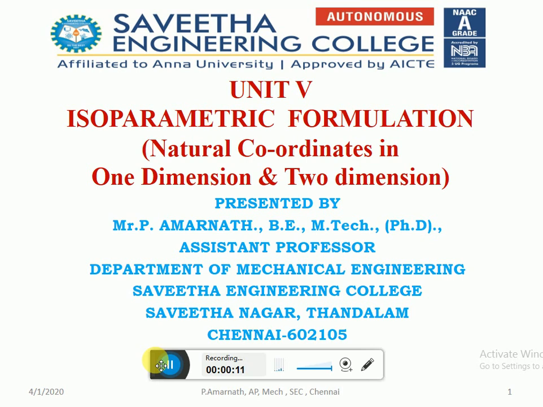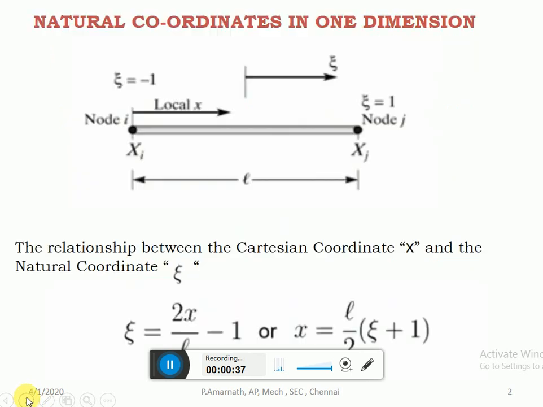Today I am going to discuss Unit 5, the natural coordinate system in 1 dimension and 2 dimensions. In the previous session we discussed what an isoparametric element is, what the different elements available are, and what the natural coordinate system in an isoparametric element is. This class we are going to discuss the natural coordinate system in 1 dimension and in 2 dimensions. So here we discuss the natural coordinate system in 1 dimension.